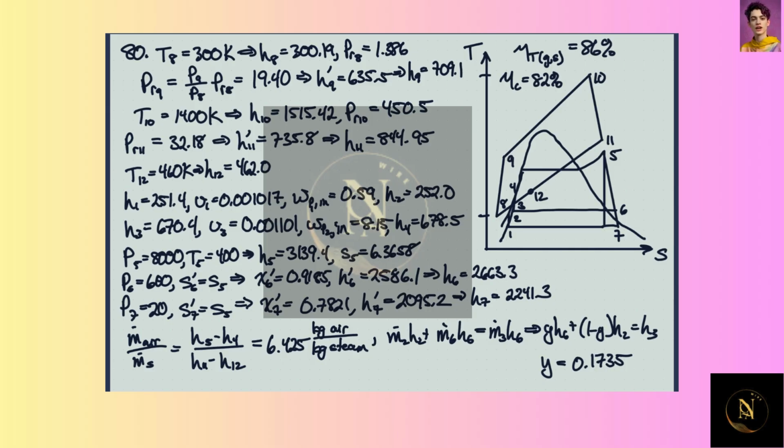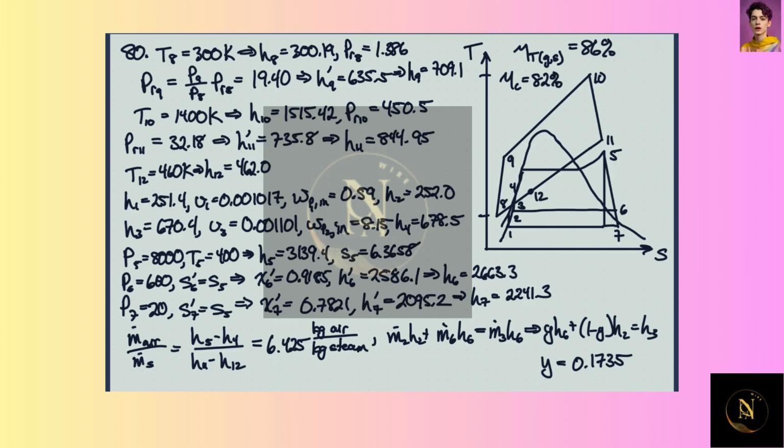Otherwise, everything is pretty much the same as the previous problem. So a lot of this stuff is the same. In fact, this is all the same. But then we can get the enthalpy at state 9 for the isentropic case. So that would be straight up here. And then knowing the efficiency of the compressor, we can get the actual enthalpy at 9.